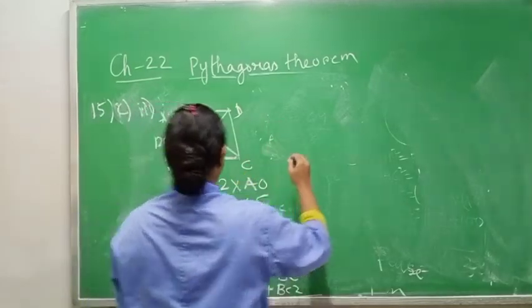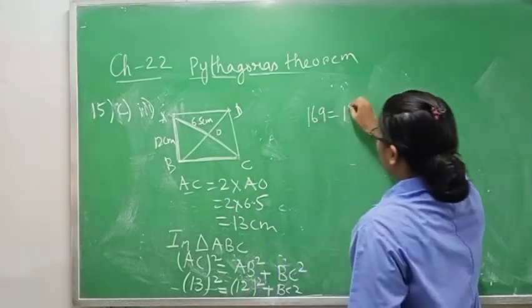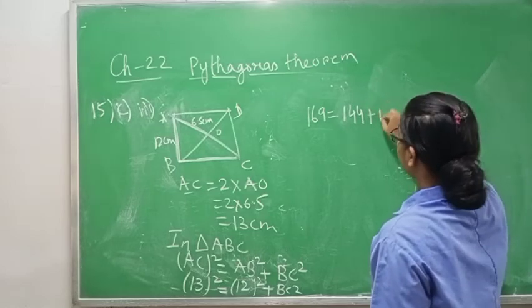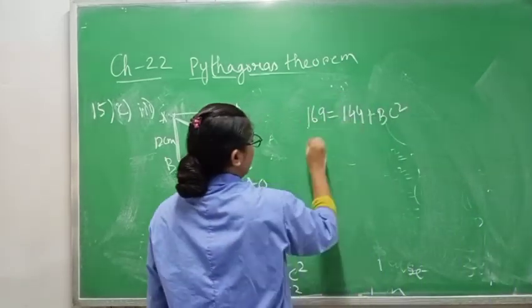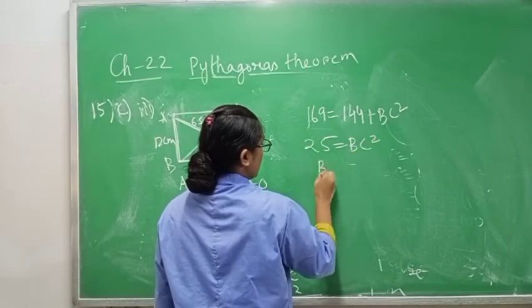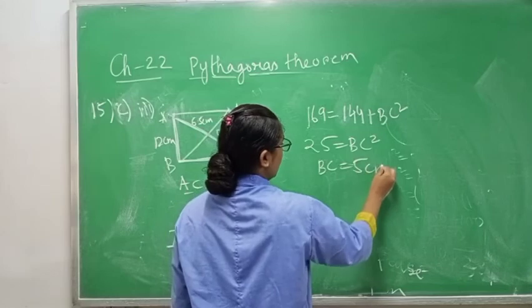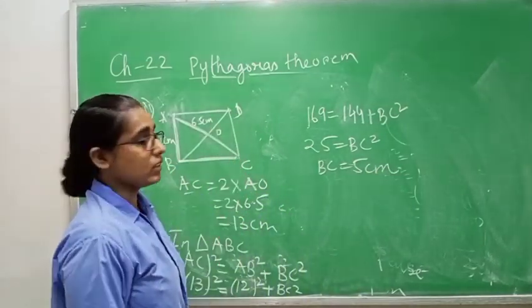Okay. Now 13 square will give you 169, and 12 square will give you 144, plus BC square. Now after subtracting these two, you will get 25 as BC square. Means BC equals how much? 5 centimeter. Okay, so you got BC as 5 centimeter.